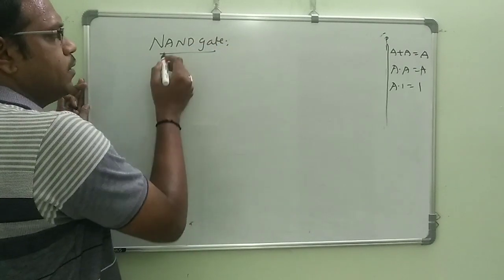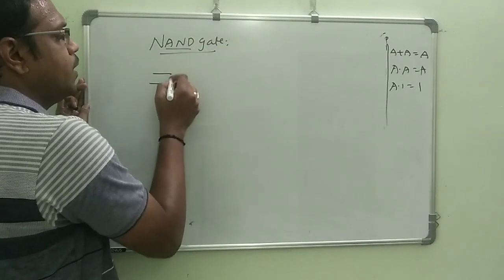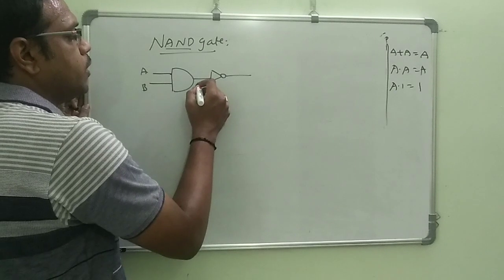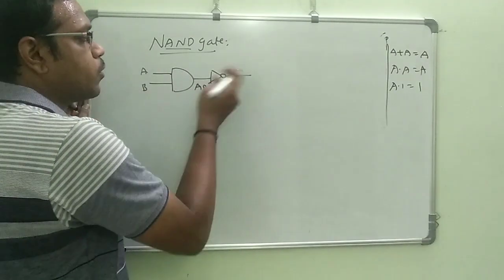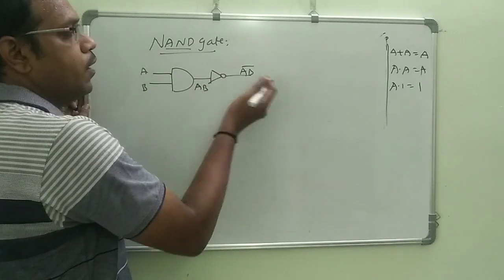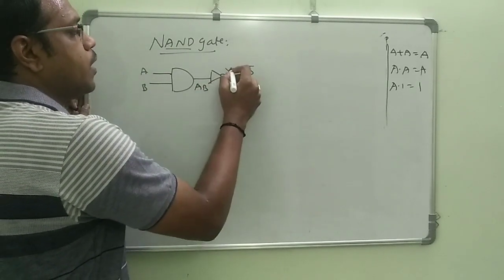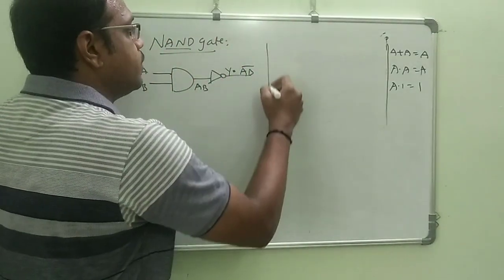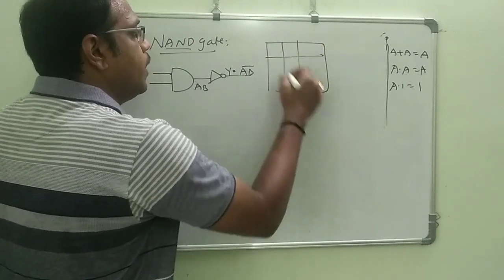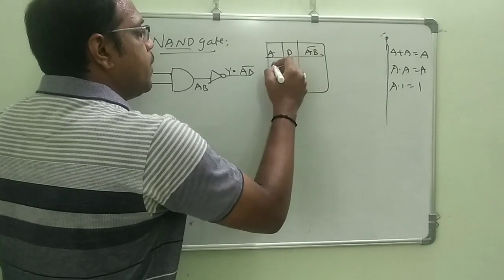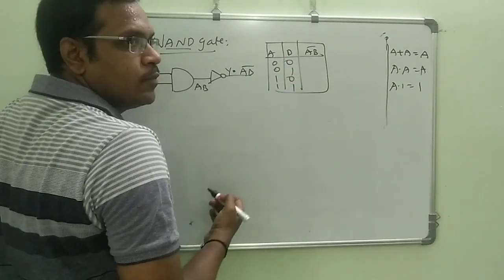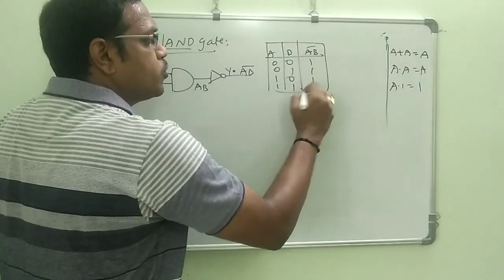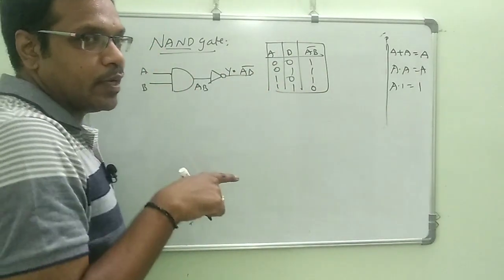So the NAND gate is AND plus NOT. That means AND, then NOT. So for AB, you will get AB, the multiplication, and that goes in the opposite direction, that is, 0 means 1, 1 means 0, so you will get the opposite of the AND gate. The truth table is: A, B, AB bar: 0 0, 0 1, 1 0, 1 1. So 0 into 0 is 0, and you take the opposite. So you will get the opposite of the AND gate, the NAND gate.